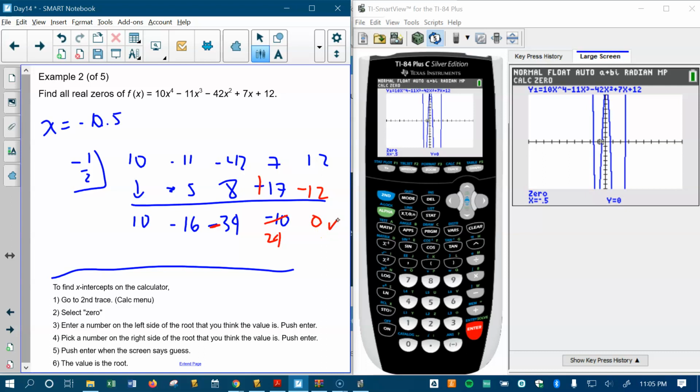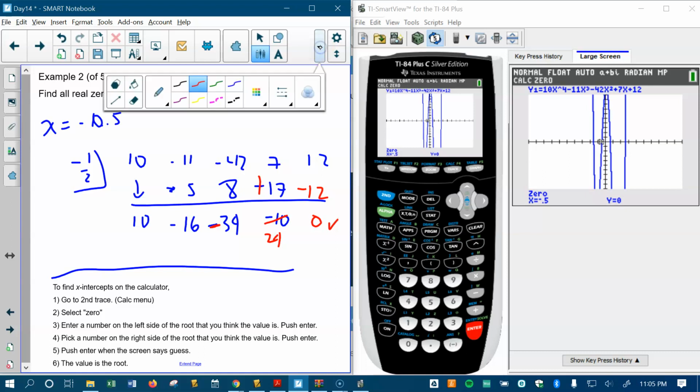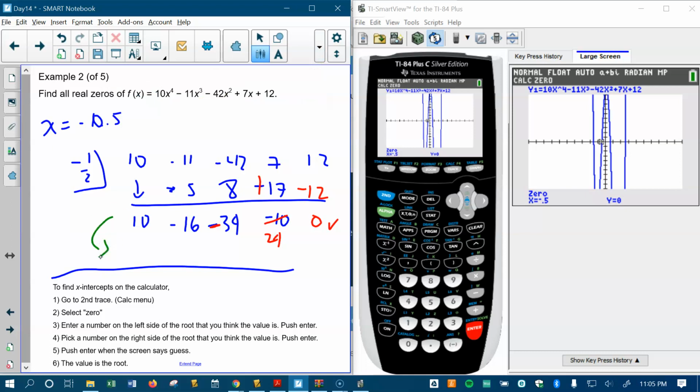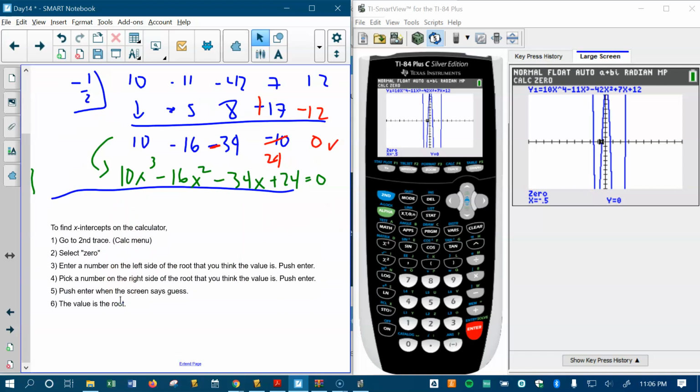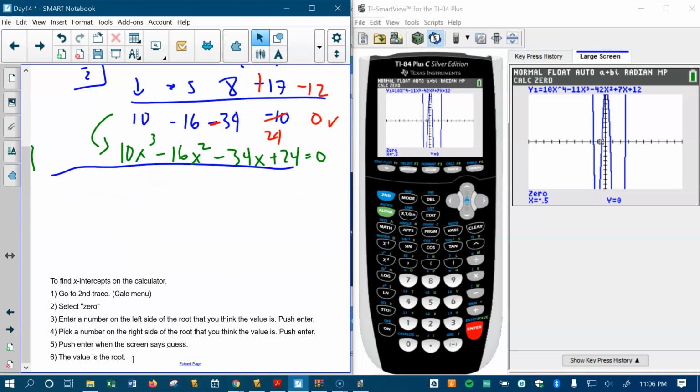I want a 0 because literally when x equals -1/2, I get y equals 0. So now let's rewrite our polynomial. Now all the powers drop by 1. So I have 10x cubed minus 16x squared minus 34x plus 24 equals 0. And I still have to keep going. I only found one root. But the calculator did do a little bit of an easier job for me, though. So let me move this down here, and let's keep going here. So now let me see if I can find another root.